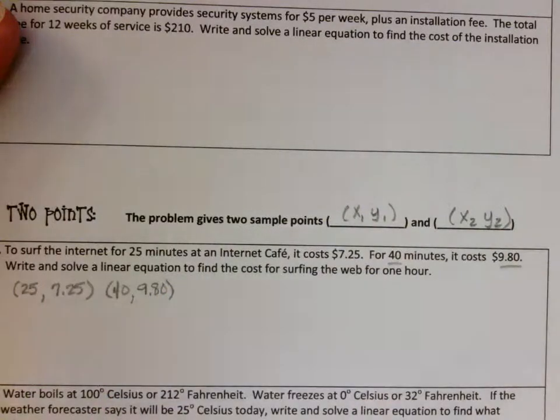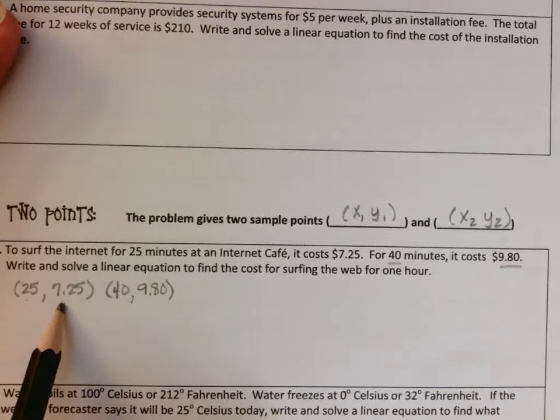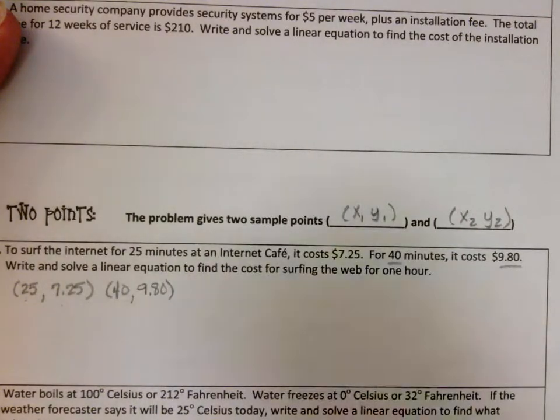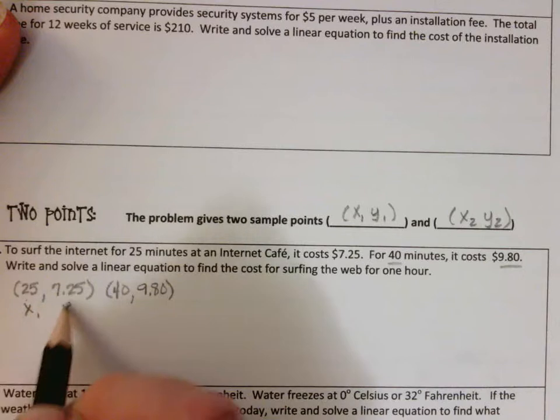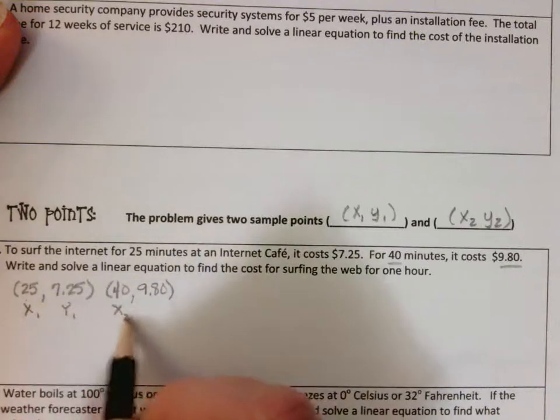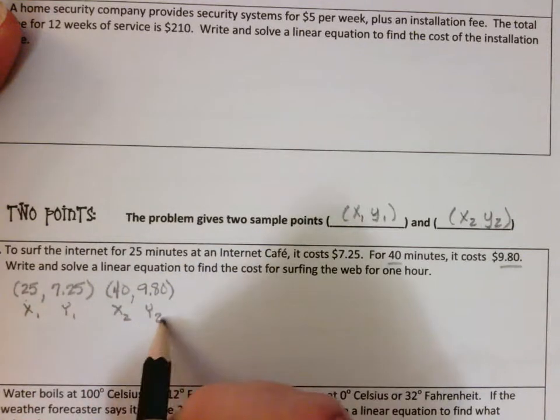So those are my 2 points. My x is going to be the number of minutes, and my y is going to be the cost, because how much it costs depends on how many minutes. And so to do this, I'm first going to have to find my slope using my slope formula. So I'm going to label my points, because if I don't, I get them mixed up.